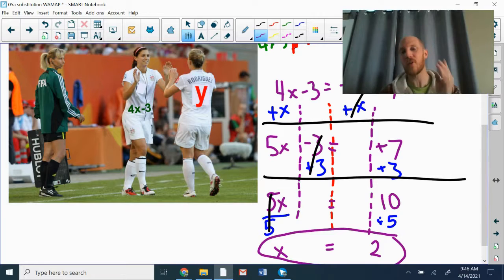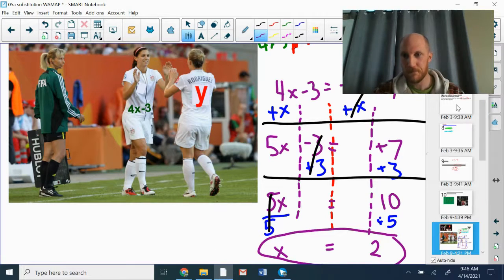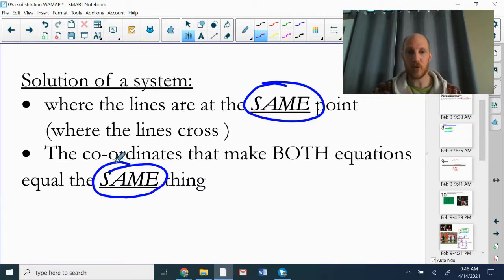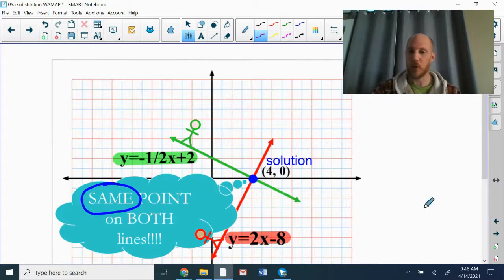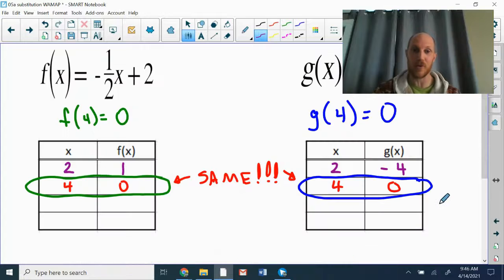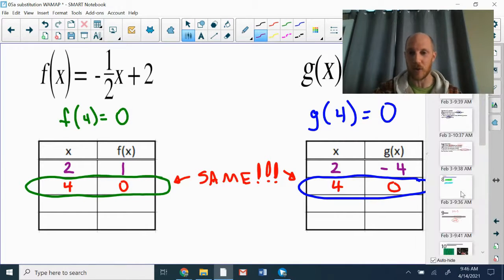That is not the end, because we're looking for the coordinates, plural, both an x coordinate and a y coordinate that make both equations equal the same thing. When we looked at the graph, our solution had 2 coordinates, an x and a y. When we looked at the tables, our solution had 2 coordinates, an x and a y. So we need to get 2 coordinates.